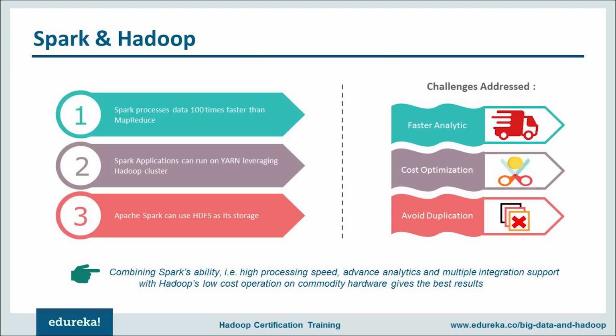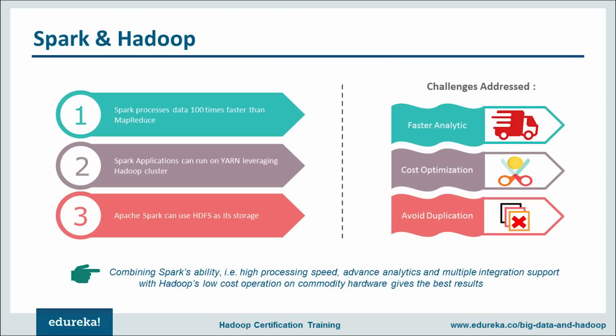The first point is that Spark processes data 100 times faster than MapReduce, so it gives us results faster and performs faster analytics. The next point is Spark applications can run on Yarn, leveraging the Hadoop cluster, and you know that a Hadoop cluster is usually set up on commodity hardware, so we are getting better processing but using very low-cost hardware. This helps us cut our cost a lot, hence the cost optimization.